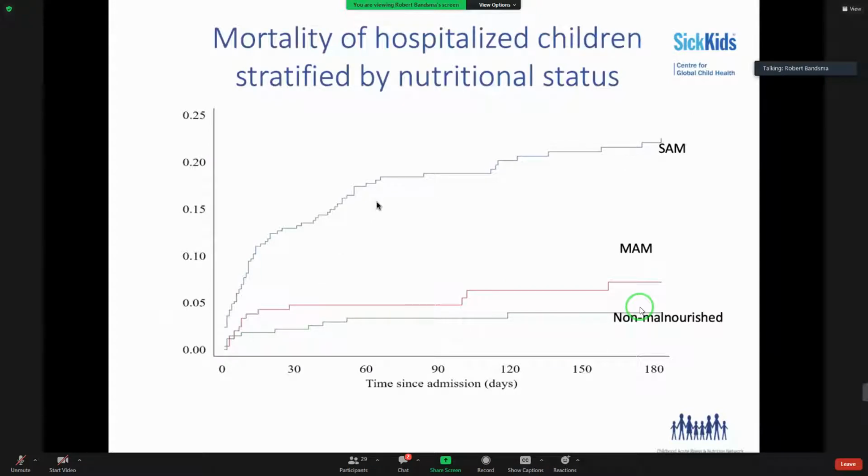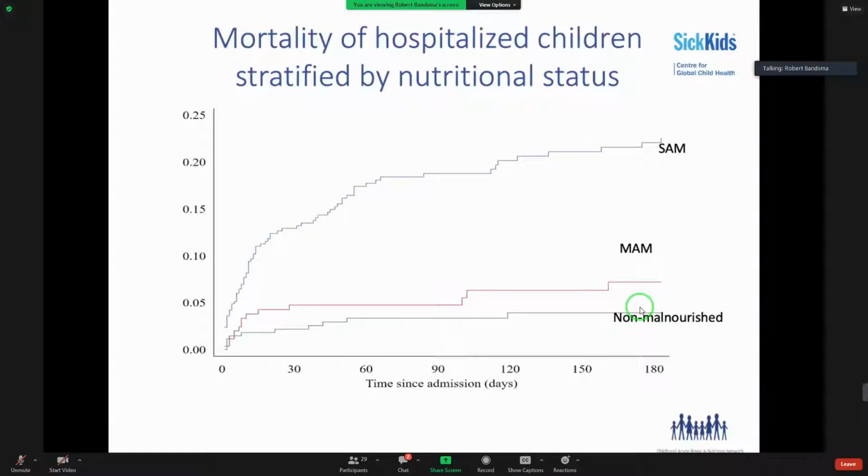And why does that matter? Why do we care if somebody is thin? Why do we care if somebody is wasted, has a low lean body mass, and or low fat mass? This is an example. This is some work that I've been part of as part of a very large international network, whereby around 3,000 children were followed up during their hospitalization with any acute illness, and then were followed up for about 6 months, or 180 days.